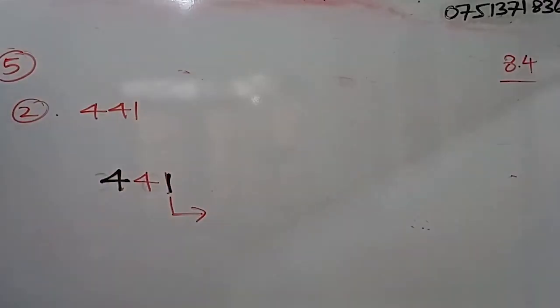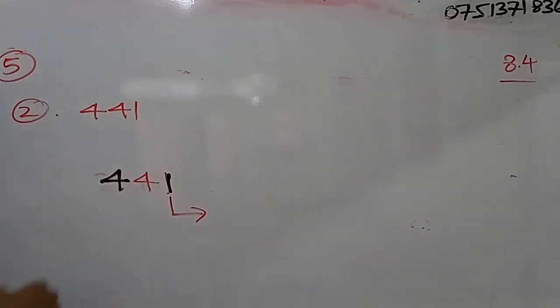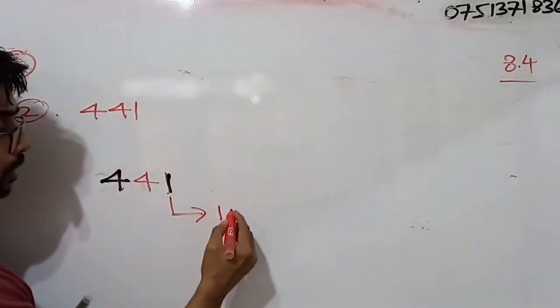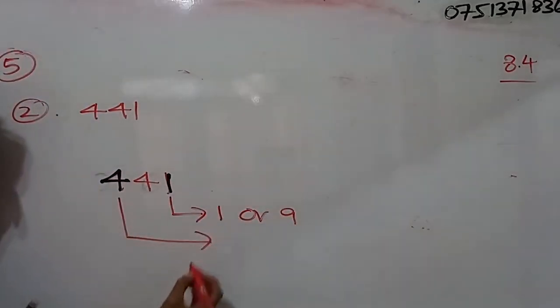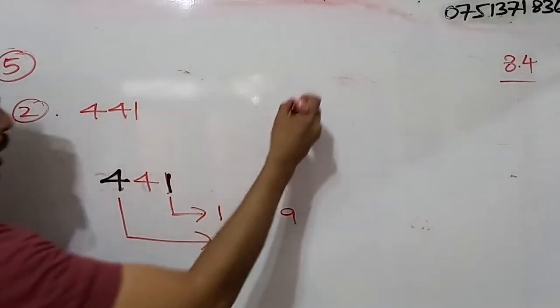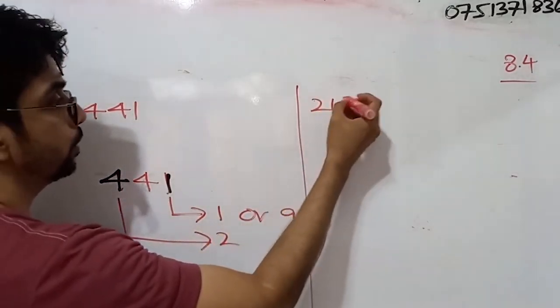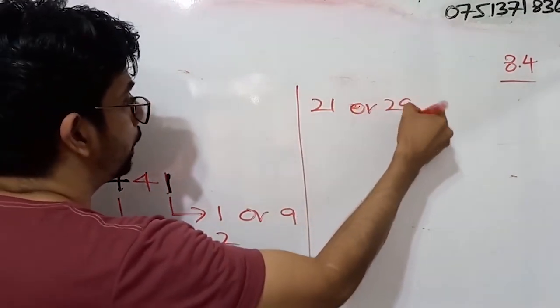That means if we think about the square root of this number, what can be the digits on the ones place? It can be 1 or it can be 9. Then here we have 4. So the square root of 4 is what? 2. So what are the possible numbers? It can be 21 or 29.